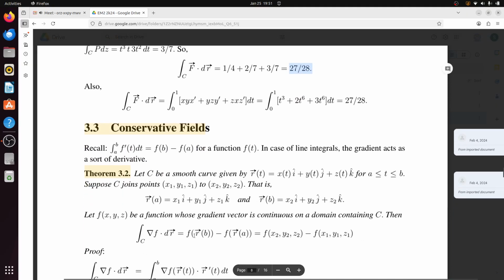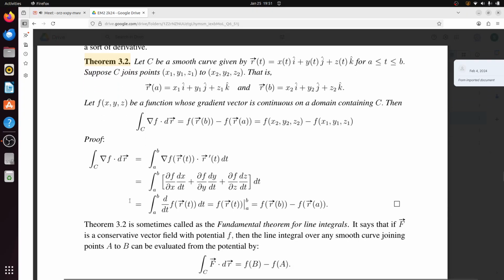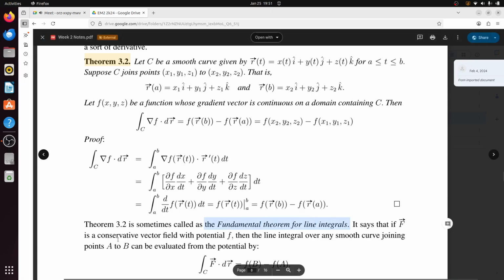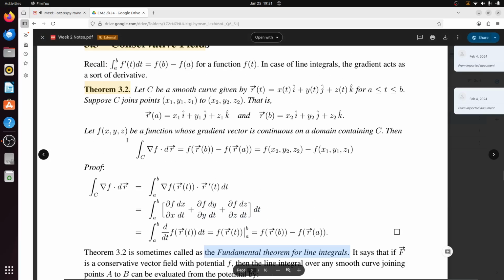Now there is a concept called conservative vector field. I will not go into the proof. This is called the fundamental theorem for line integrals. It just says that if f is a conservative vector field with potential f, then the line integral over any smooth curve joining points a to b can be evaluated from the potential itself, just by putting x1 y1 z1 and x2 y2 z2 in the potential function. That means if a vector field is conservative, then the line integral is path independent.